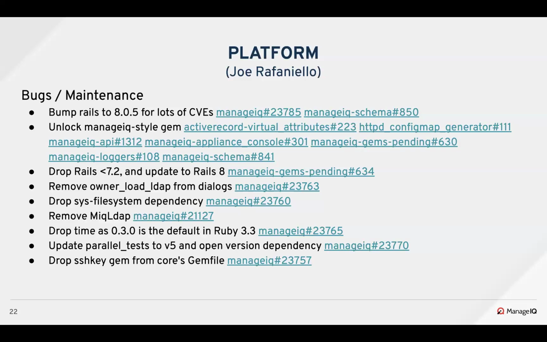Adam updated parallel tests to version 5 and opened the version dependency. And finally, he dropped the SSH key gem from Core's gem file.